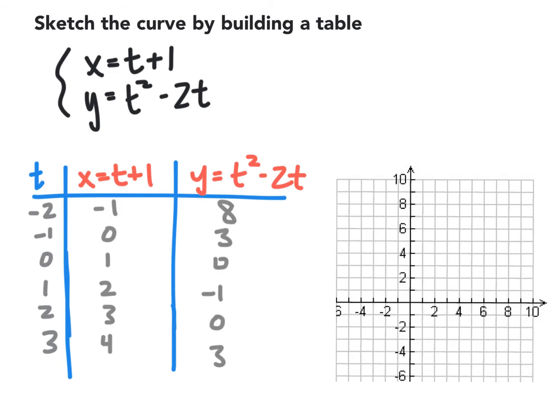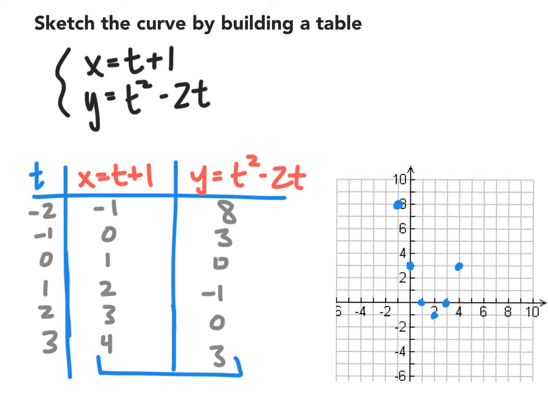Alright, so now I've got the whole table filled out. Now I'm going to plot these x and y coordinates. So the very first point I'm going to plot is negative 1, 8. So I go negative 1, 8. Then the next one is 0, 3, and so on. Now hopefully we can see that this is forming a parabola. So at 5 we'd probably be right back at 8, which we would be.